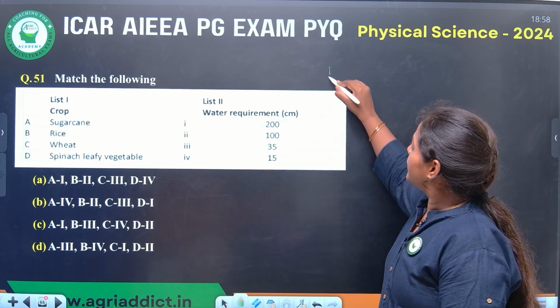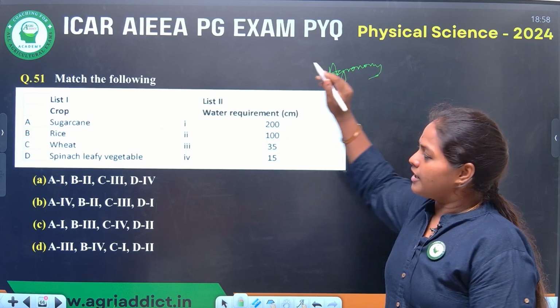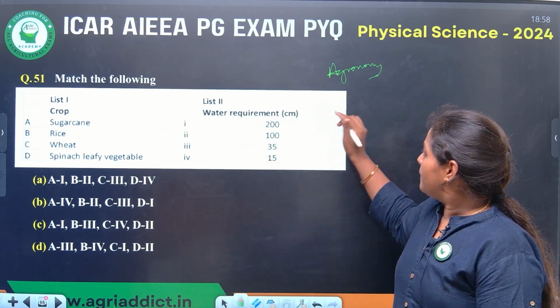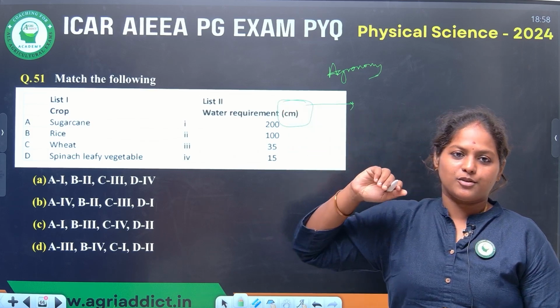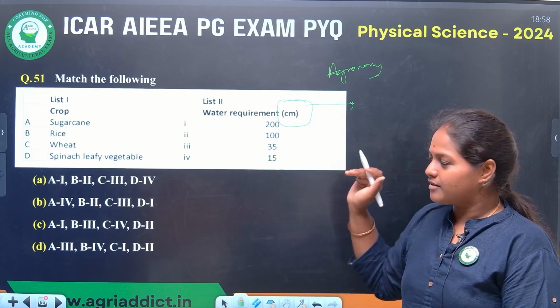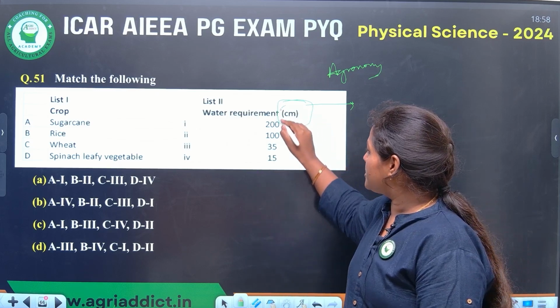A question from Agronomy, where they are asking about water requirement of different crops. Please make a note that they are asking water requirement in centimeters, not millimeters. Usually we will read water requirements in millimeters, so you may get a doubt that values are not accurate. Here they gave in centimeters.